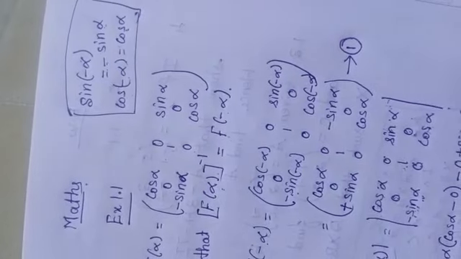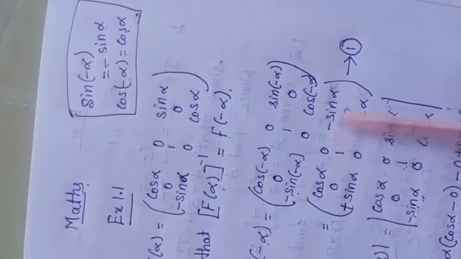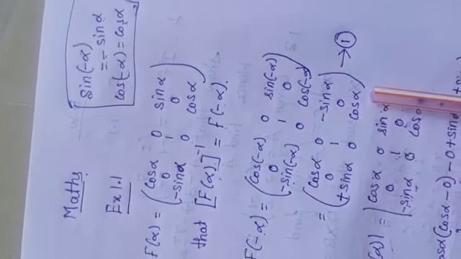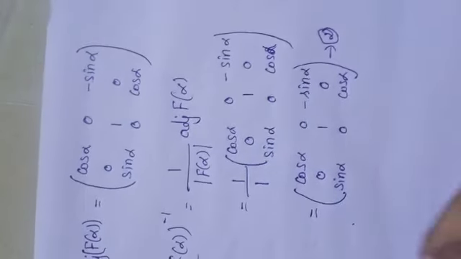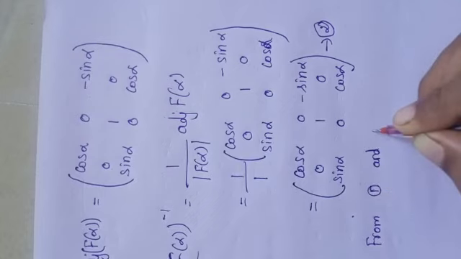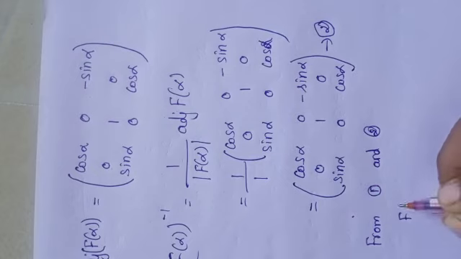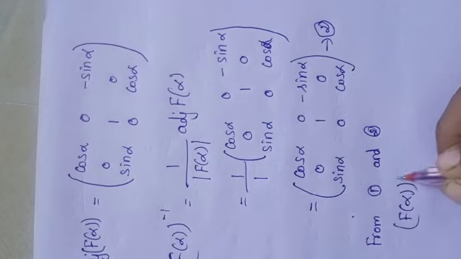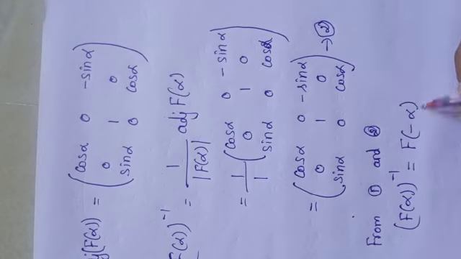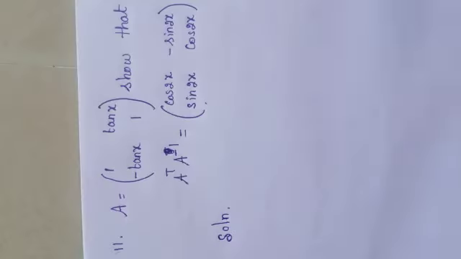The same we check in equation number 1, cos alpha 0 minus sin alpha, 0 1 0, sin alpha 0 cos alpha. This is f of minus alpha and this is f of alpha the whole inverse. So we are able to write from 1 and 2 that f of alpha the whole inverse is equal to f of minus alpha. Do you all understand? Shall we move to the next problem?